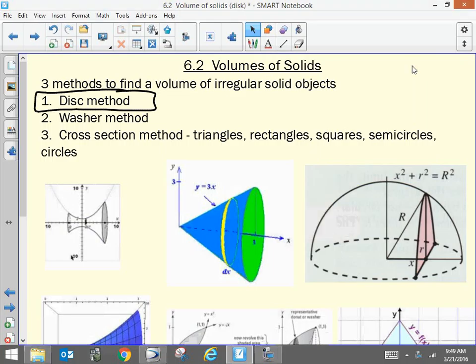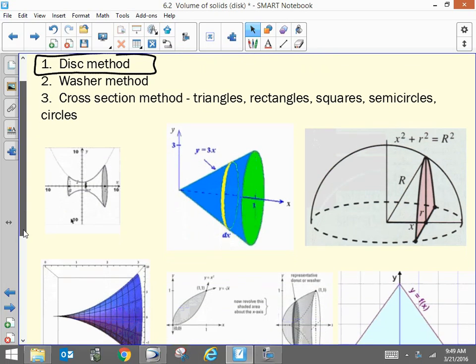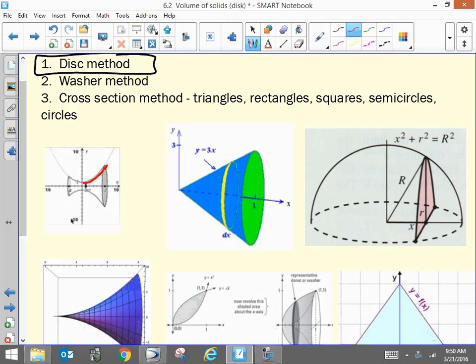So today we are doing the disc method. They're round. Basically, we're going to take a shape and rotate it around some axis, and then slice it up into solid discs, okay? So here's your area, like today.